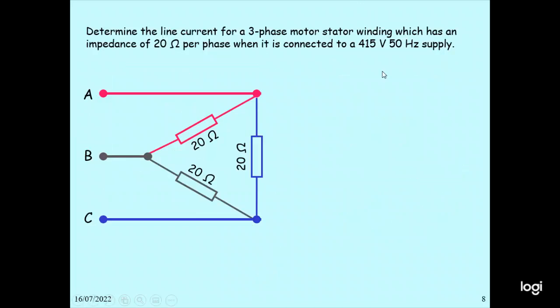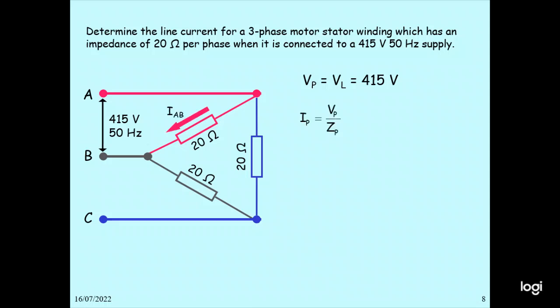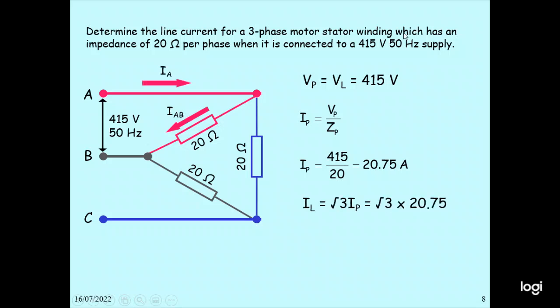Then we have to calculate the current for a three-phase motor stator winding which has an impedance of 20 ohms per phase when it is connected to a 450 volt, 50 hertz supply. In this case, the three 20 ohm impedances are connected across AB, BC, and CA. The voltage is 450 volts, 50 cycles per second. V line equals V phase equals 450 volts. Similarly, I phase can be calculated as V phase divided by Z phase, 450 divided by 20, and we get 22.5 amperes. I line equals root 3 times I phase, so root 3 times 22.5 amperes gives 38.97 amperes. This is the line current calculated.